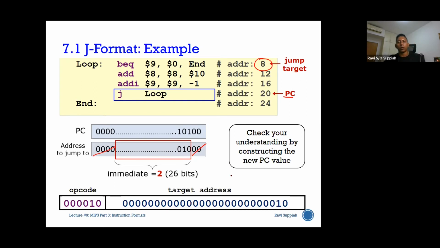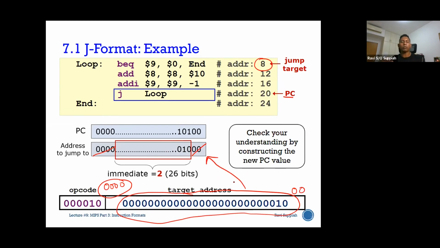Why do I need to do this? Because I need to make sure that when I reconstruct the final address, I go in the reverse order. What is the reverse order? I take this entire 26 bits, I add 2 zeros at the back, and I add the 4 bits in front, which is from the PC+4 value. And this gives me the address I want to jump to, which is this.